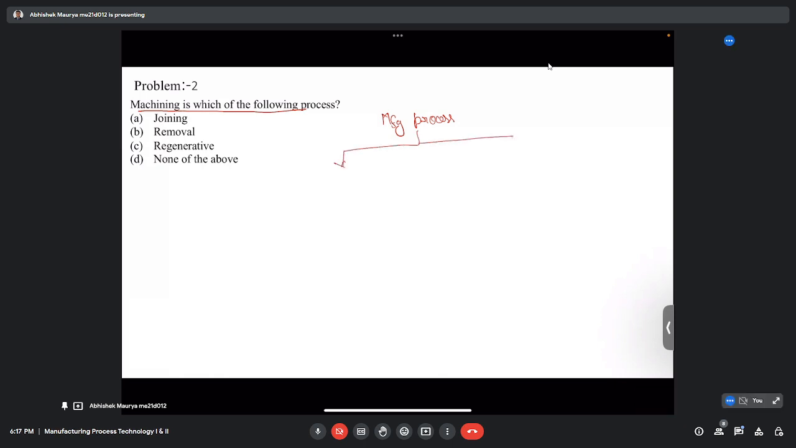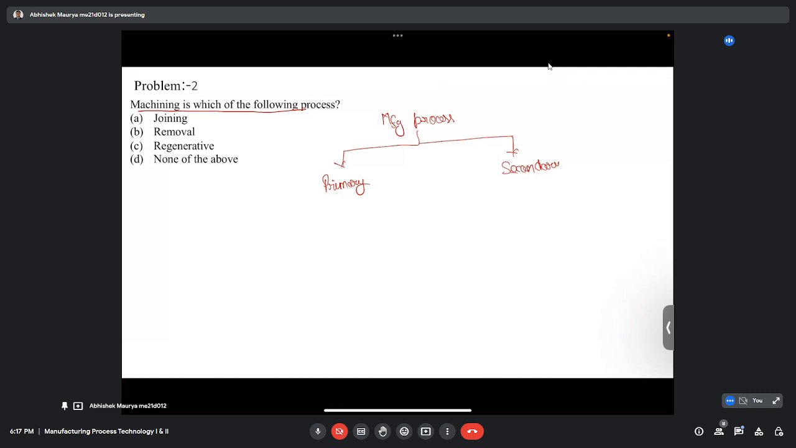So one is the primary and one is the secondary. If you have gone to the course post lectures, sir has already explained well that primary processes are those where we try to achieve the shape or the dimension of the component.